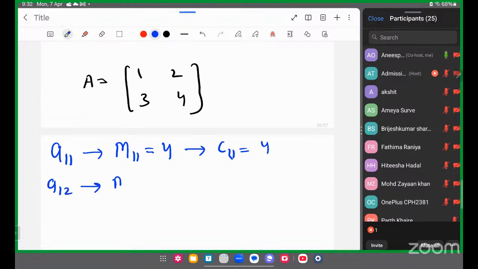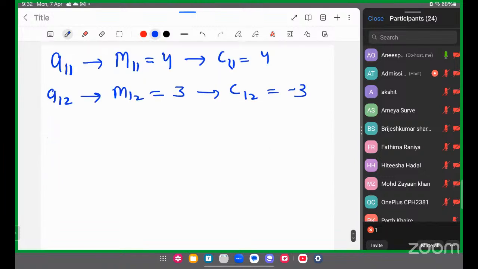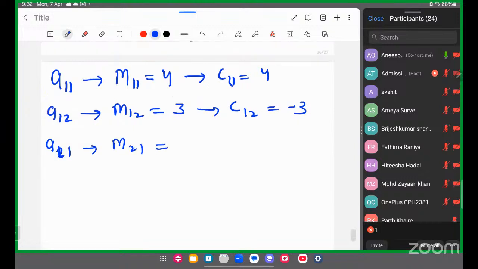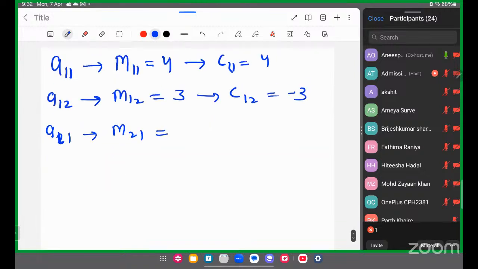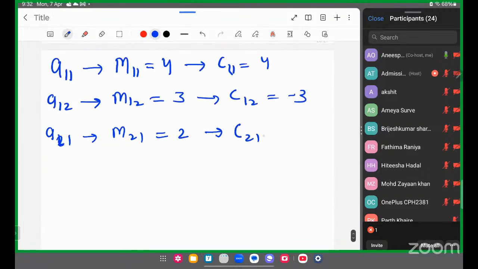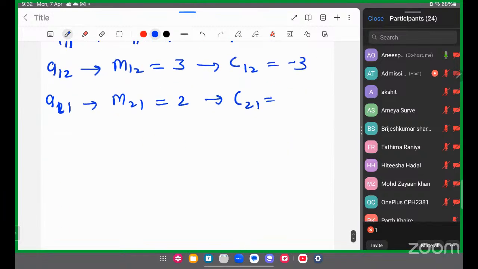A12, minor M12. First row, second column is deleted. If first row, second column is deleted, we will have 3. And the cofactor in this case will be minus 3, because 1 plus 2 is odd, and in case of odd, the sign will be changed. A21: we will have M21. M21 means second row, first column deleted, it will give 2. And cofactor C21 will be minus 2.